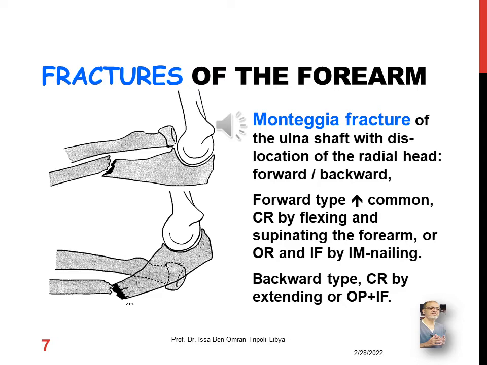The backward type of the Monteggia fracture is as in the second figure below, so the radial head is displaced downwards. For the backward type, we need closed reduction by extending the arm, or sometimes open reduction and internal fixation according to the severity of the case.